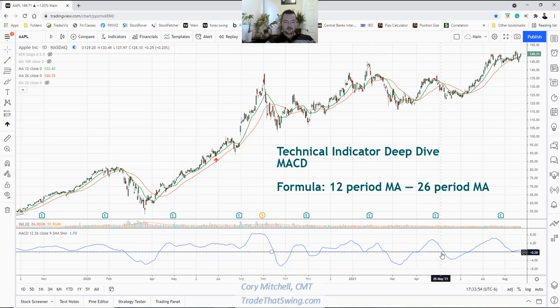And as I said, zero line crossovers are when the averages are exactly the same price and they're making a crossover of each other. So each zero line crossover is when those 26 and 12 period moving averages are crossing. So let's get rid of that for right now. Now this indicator might look a little bit incomplete at the moment.